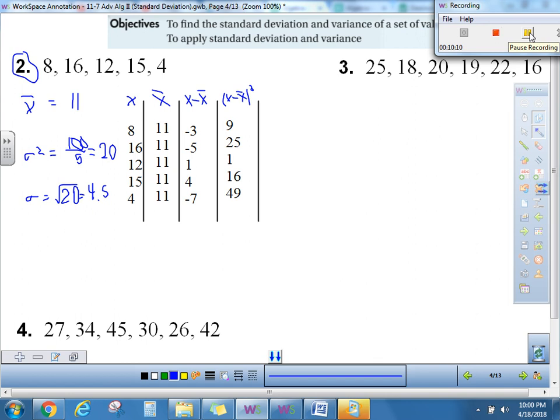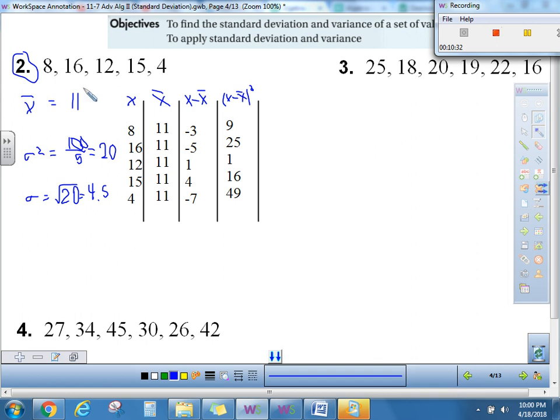Okay, hopefully you had a chance to run through that and type all those values in. As you can see, I created a table here like we did in the first problem. You do not have to do this every time. I just like the visual that it gives you when you're first learning this. So I listed all my x's, all my data points: 8, 16, 12, 15, 4.